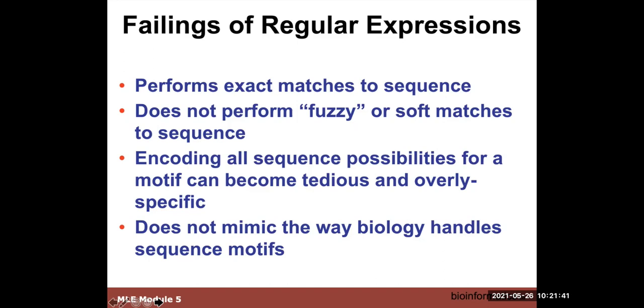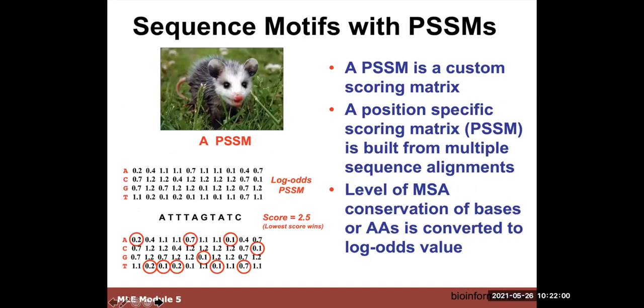So fundamentally, sequence motifs really don't match how proteins or enzymes work in terms of recognizing binding sites, either to DNA, RNA, or proteins themselves. It is fundamentally, in biology, a fuzzy process. So what developed in the late 80s and early 90s was a concept called a scoring matrix, or a position-specific scoring matrix, and we pronounce it as possum. And so there's a little picture of a baby possum on the left.